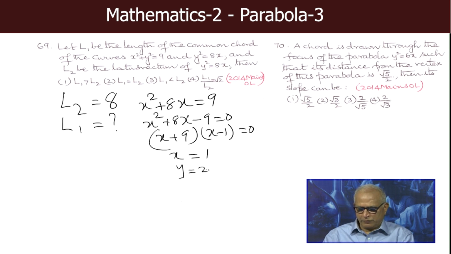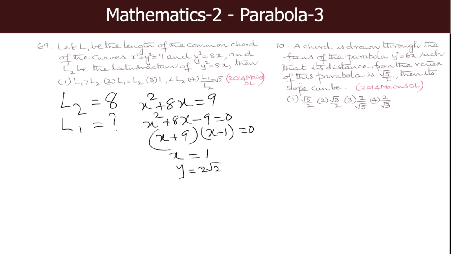Plus or minus 2 root 2. So, the points of intersection are (1, 2 root 2) and (1, minus 2 root 2). These are the points of intersection of the circle and the parabola, and therefore, the length of the common chord is the distance between these two, which is 4 root 2. So, L1 is 4 root 2.